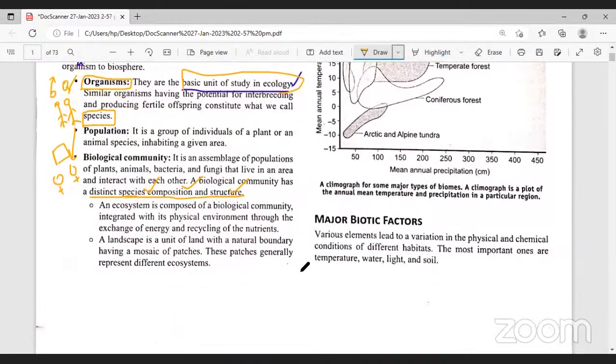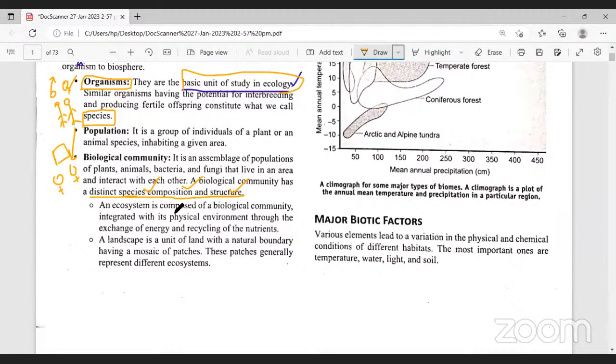Okay. So what is the name? An ecosystem is composed of a biological community integrated with its physical environment through the exchange of energy and recycling of nutrients. So you already know about the ecosystem composed of biological community: plants, animals, microorganisms, fungi, algae, whatever it may be. They are all considered a biological community. All the living organisms united together in the particular area. But these are all integrated with the physical environment.